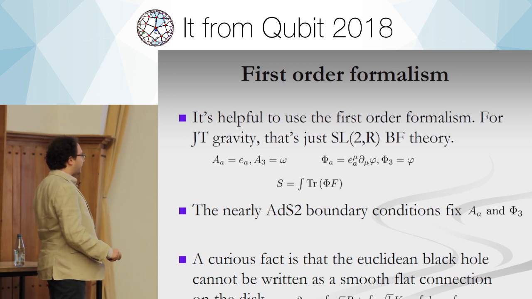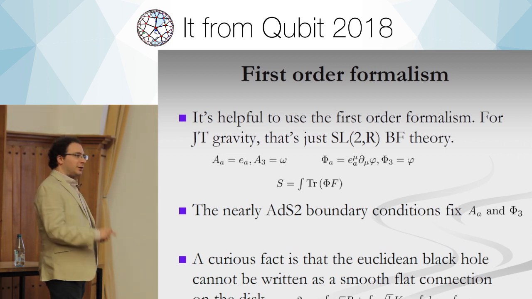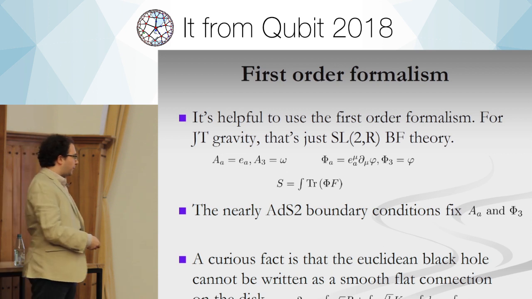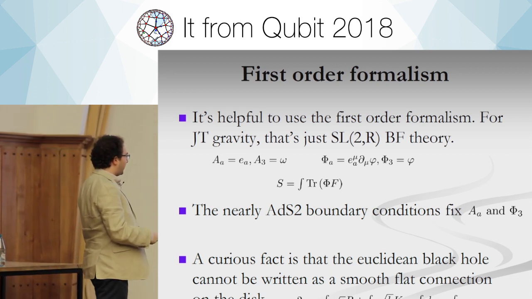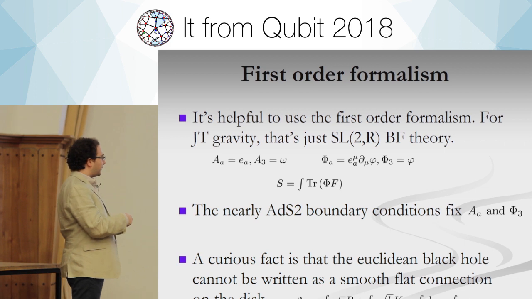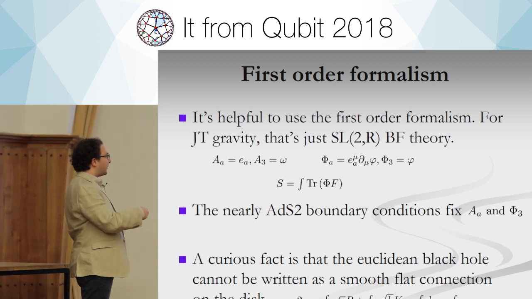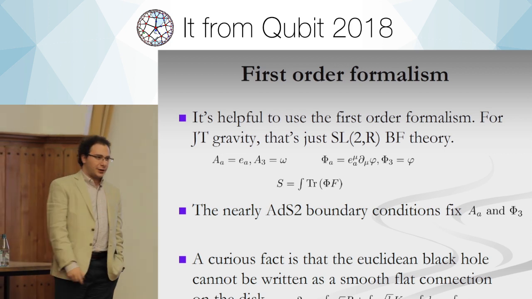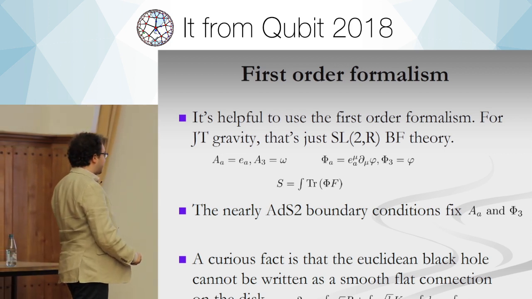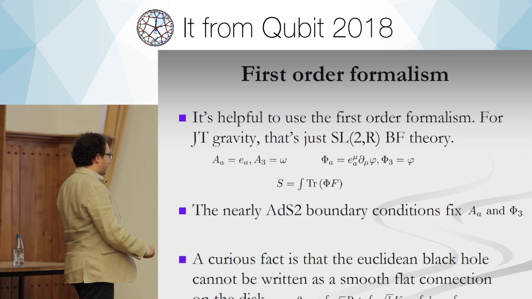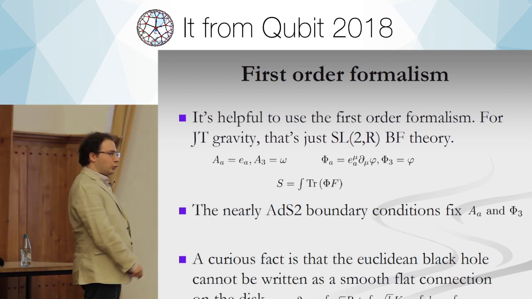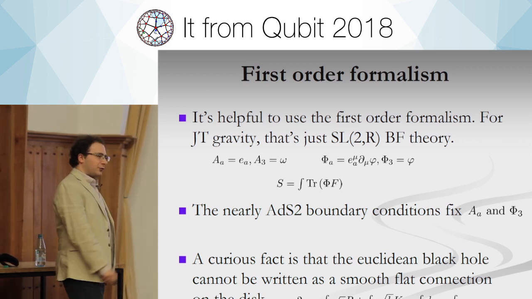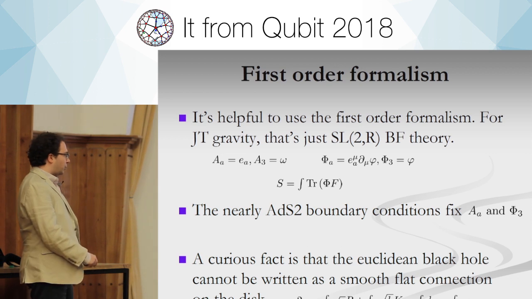But a curious fact is that if you write the Euclidean black hole, that is the saddle of the 2D dilaton gravity with the disk topology, it actually cannot be written as a smooth flat connection on the disk. So it looks like something is wrong in the change of variables between the dilaton gravity and this BF theory. And the reason is because on the disk, the Gauss-Bonnet invariant is supposed to equal 2 pi, so the integral of the curvature over the disk plus this extrinsic curvature integral on the boundary. That should be 2 pi.